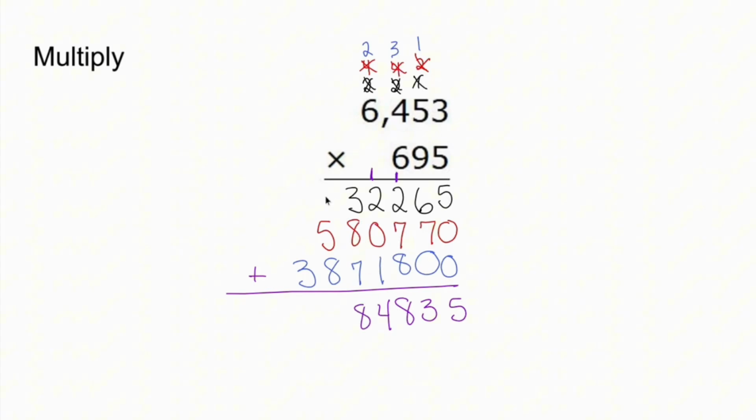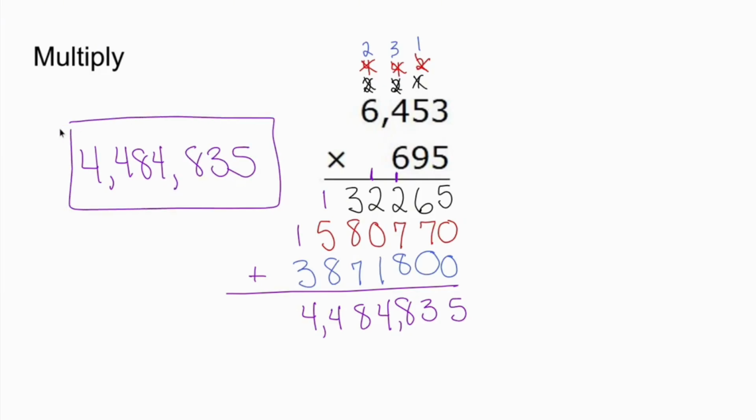Write out your 8, carry over the 1. 1 plus 5 is 6. 6 plus 8 is 14. Write out your 4, carry over the 1. 1 plus 3 is 4. Go from the right, write out your commas, 1, 2, 3, comma, 1, 2, 3, comma, and we end up with 4,484,835. And that's your guy.